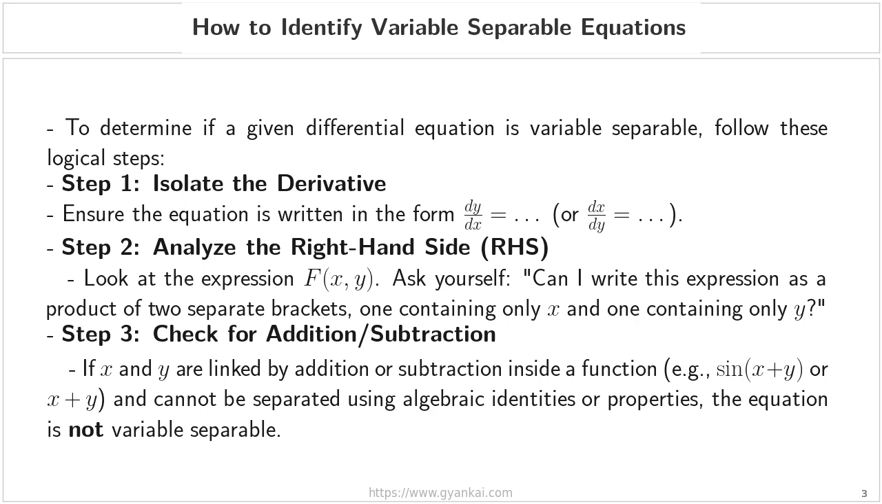Finally, step 3 is to check for addition or subtraction. This is where most students make mistakes. If you see x and y linked together by addition or subtraction, for example, inside a sine function like sine of x plus y, or even just a simple x plus y, and you cannot use algebraic identities to break them apart, then you must conclude that the equation is not variable separable. Keep these steps in mind, because in the next few slides, we are going to look at some specific examples to see this process in action.